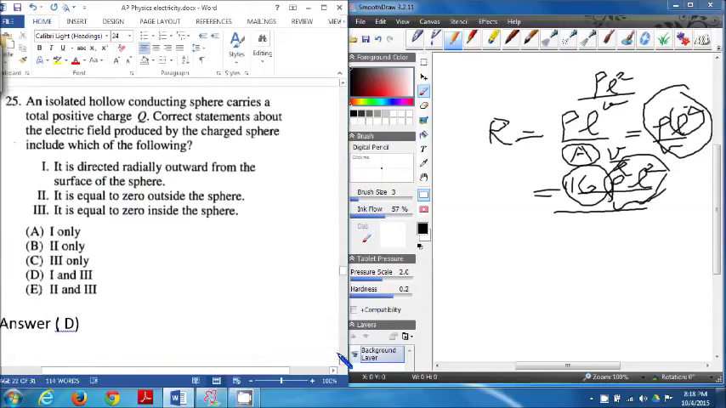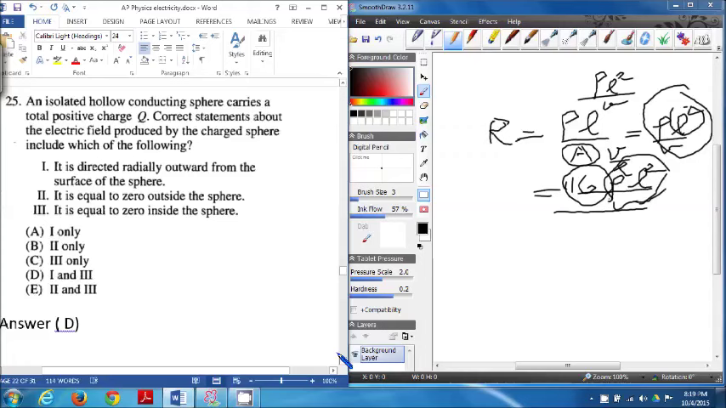An isolated hollow conducting sphere carries a total positive charge Q. Correct statements about the electric field produced by the charged sphere include which of the following? It is directed radially outward from the surface of the sphere. That is, for any conductor, the electric field will be perpendicular to the surface, because the conductor is an equipotential area. So the field is perpendicular. The charges can move freely on the surface. So the radius is perpendicular to the surface in case of a sphere.